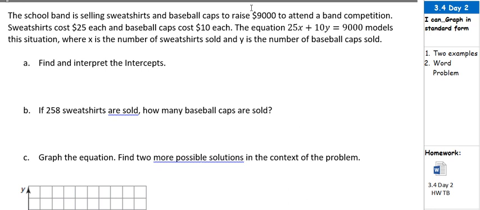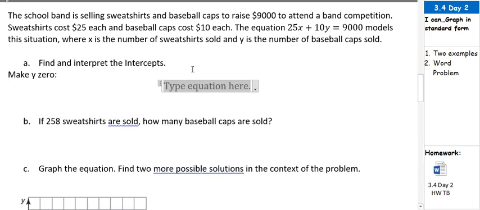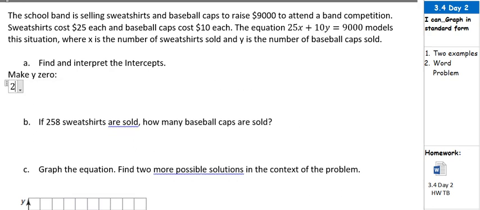Our first step is to find and interpret the intercepts. Finding them is easy. That's what we've been doing. Interpreting just takes a second to think about. You guys can crush this. So first I'm going to make y 0. So I have 25x plus 10 times 0 equals 9,000.